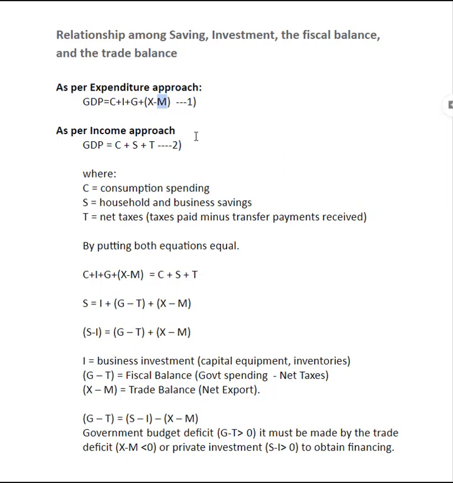However, in the income approach, we said it's the total income earned by households or private organizations within the time period for which we are computing GDP. So the total income, we can divide into three major factors. First one, income to support consumption spending. That's what C represents here.